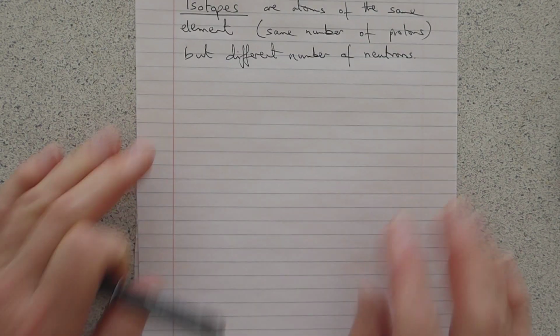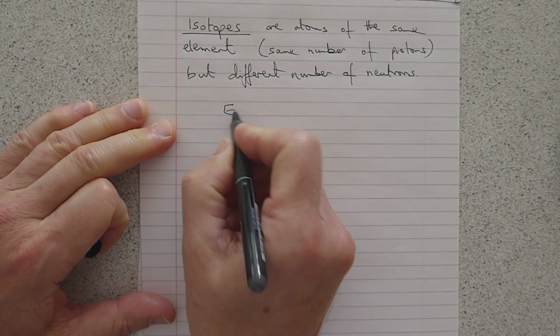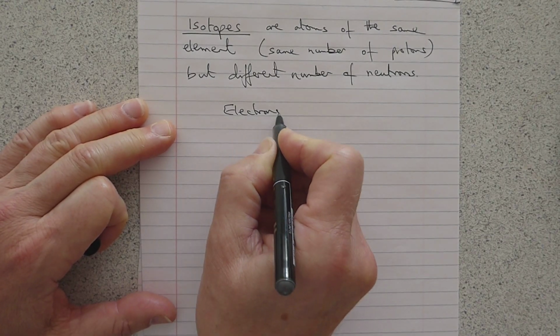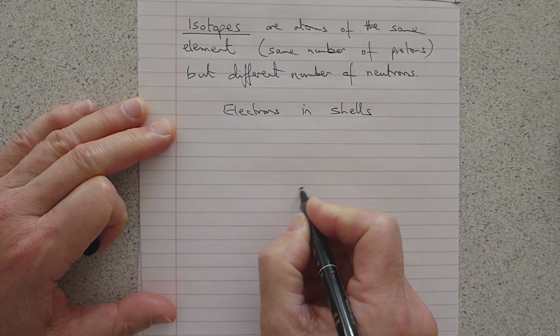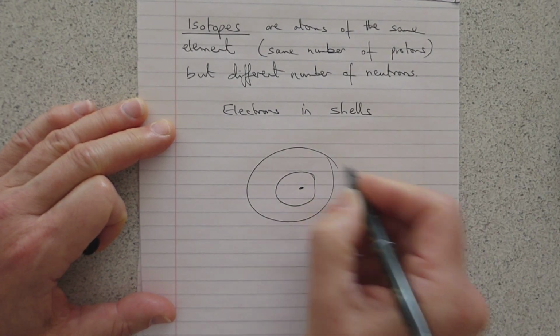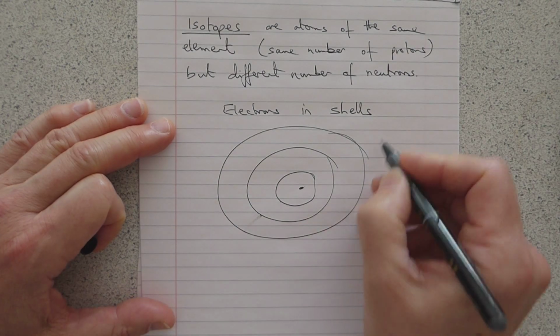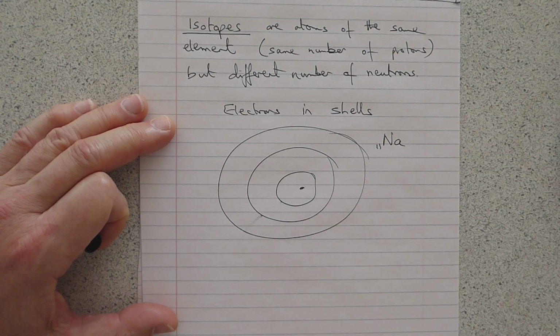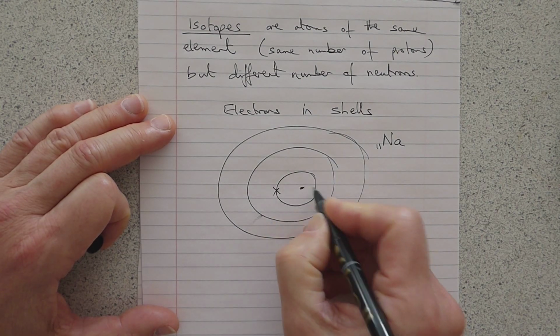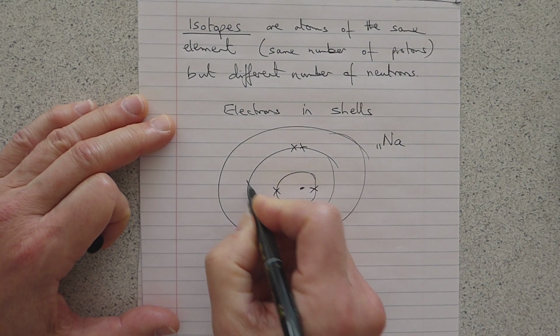And if you remember, we have electrons arranged in shells. This is the Bohr model of the atom. You might have 3 shells. If we take an element like sodium, sodium is element number 11. It's got 11 protons, so an atom of sodium has 11 electrons.